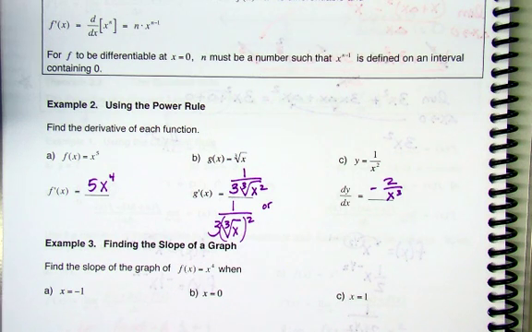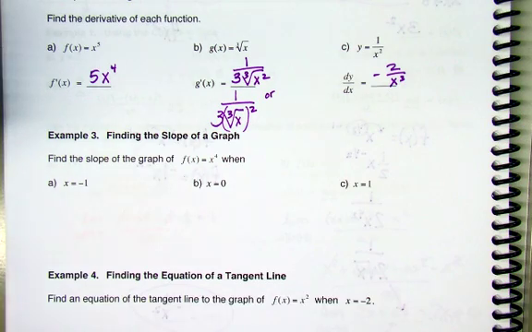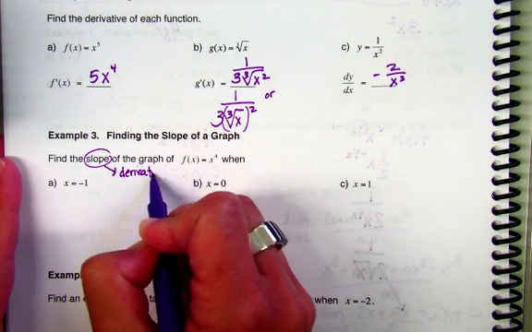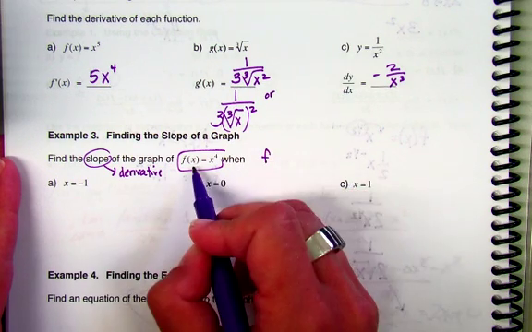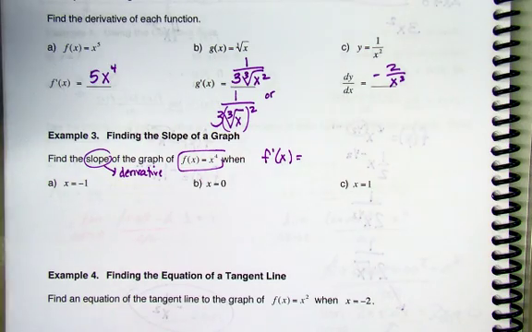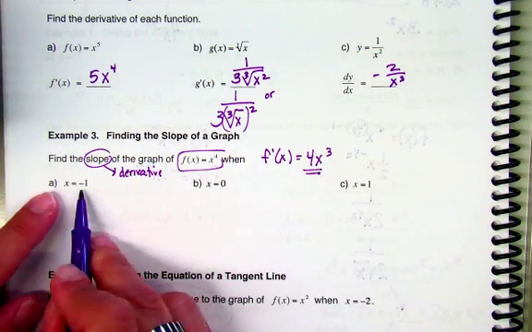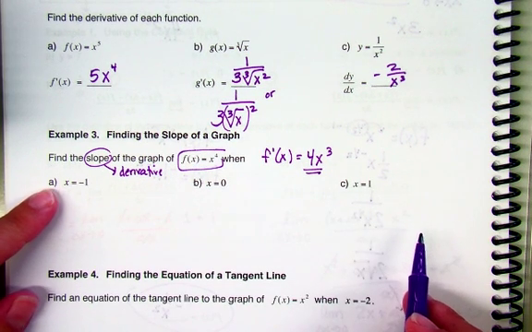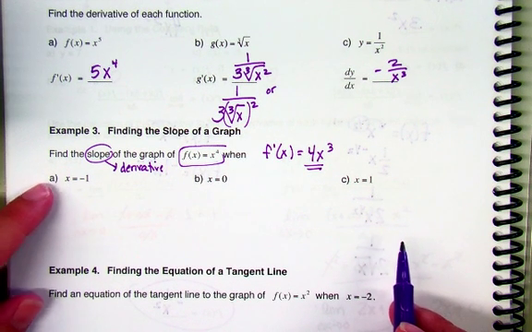All right, so now find the slope of a graph. Well, we can do that because the slope is just the derivative, right? And so all we're going to do is use our power rule now. So if f of x equals x to the 4th, what is f prime? What's the derivative? 4x cubed. And now that I have my derivative, I'm just going to plug in these 3 points, and that's going to find the slope at those 3 points. Much easier than everything we've been doing for the past few months to try and find the slope, right?